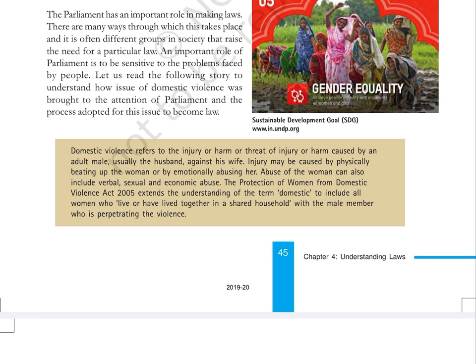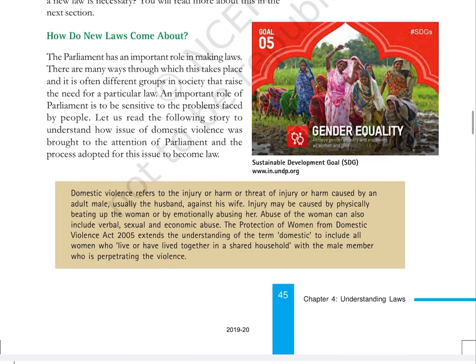Injury may be caused by physically beating up the woman or by emotionally abusing her. Abuse of the woman can also include verbal, sexual, and economic abuse. The Protection of Women from Domestic Violence Act 2005 extends the understanding of the term domestic to include all women who live or have lived together in a shared household, with the male member who is perpetrating the violence.